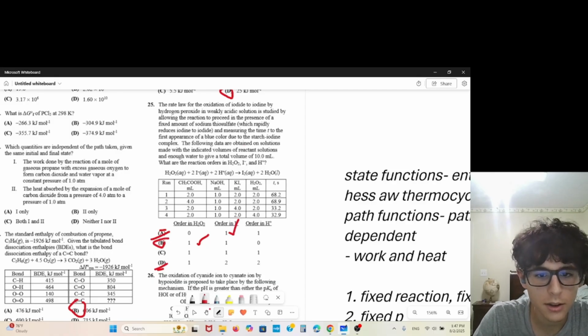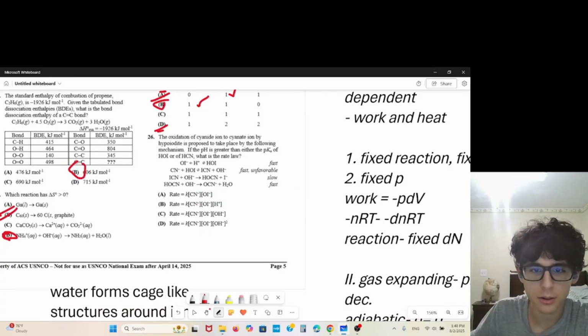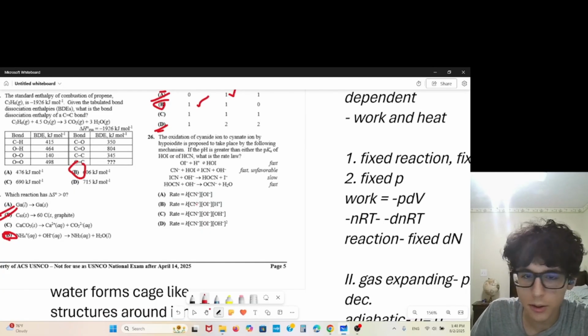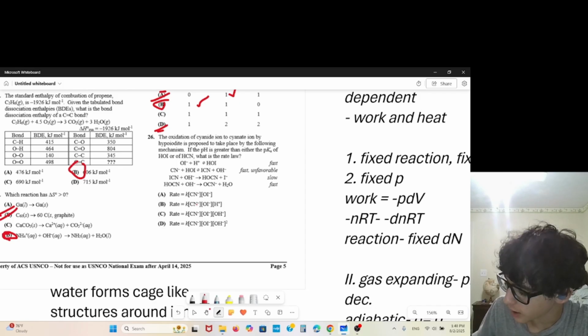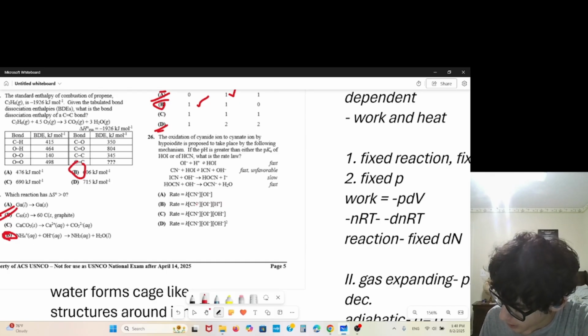Oxidation is cyanide ion, blah blah blah. Okay, simple rate. You're going to want to write these two equilibriums. K1 equals HOI over H plus times OI minus. K2 equals OH minus times ICN over HOI times CN minus. Beautiful. And k times ICN minus times OH is the rate because it's a slow step, it's the RDS, rate determining step.